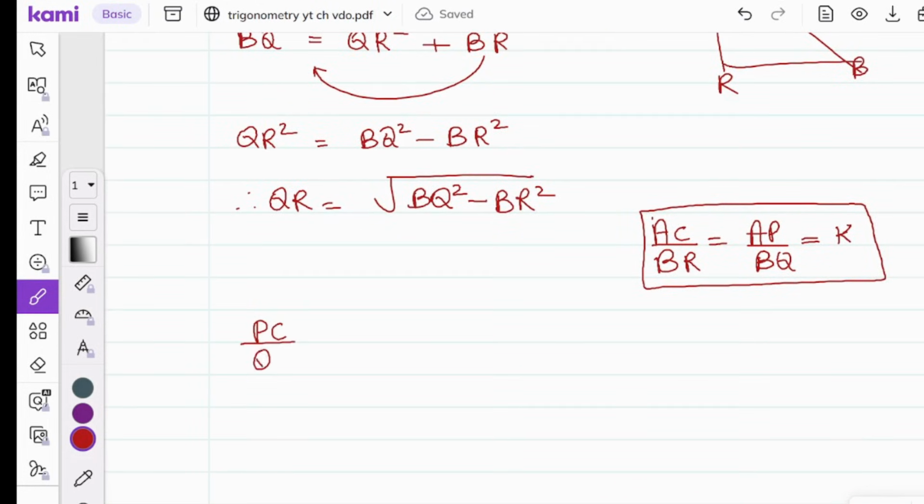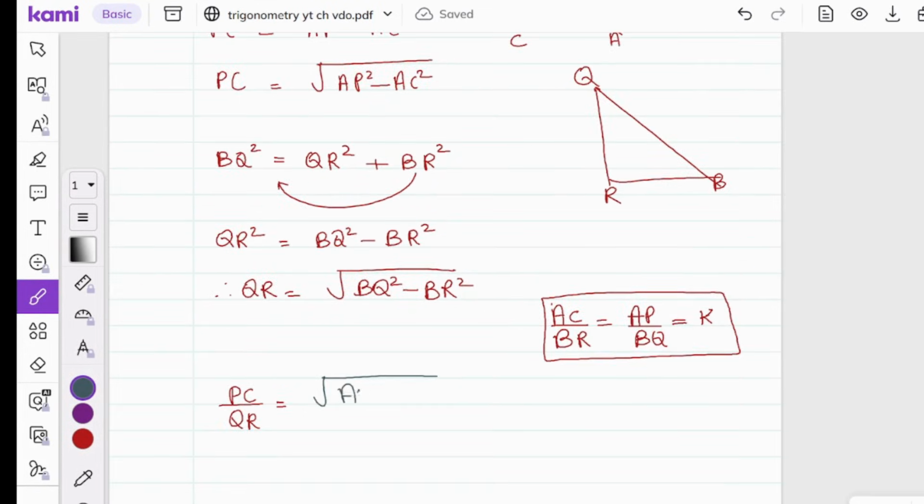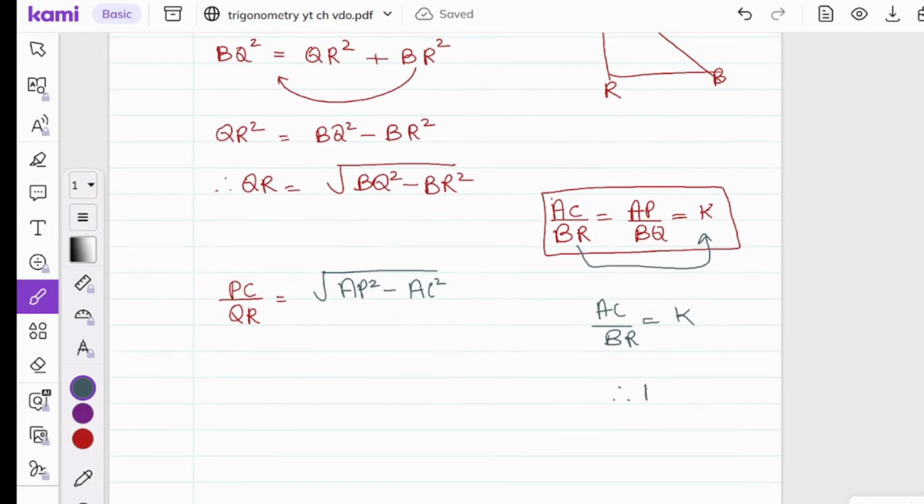PC divided by QR. I got my PC as root of AP square minus AC square. I don't have any value for AP nor AC, so I will have to find the value here. How to find the value for AC and AP? From this equation, I can find the AC, right? AC by BR equal to K, therefore AC equal to K into BR, right?